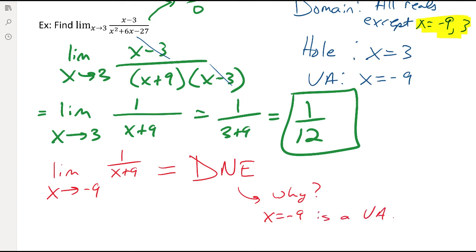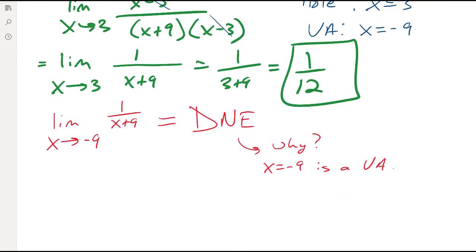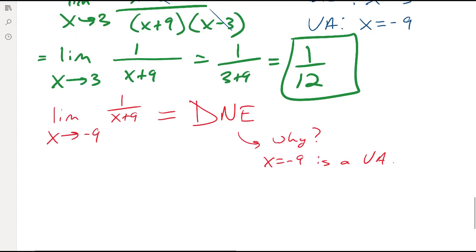Okay. So folks, that's how you're going to find your limits analytically, okay? You're going to have to do some factoring, some canceling, and then plugging in your x values, okay? If you're approaching a vertical asymptote, your limit will not exist. If you're approaching a hole, the limit will exist, and you find it by plugging in the x value.